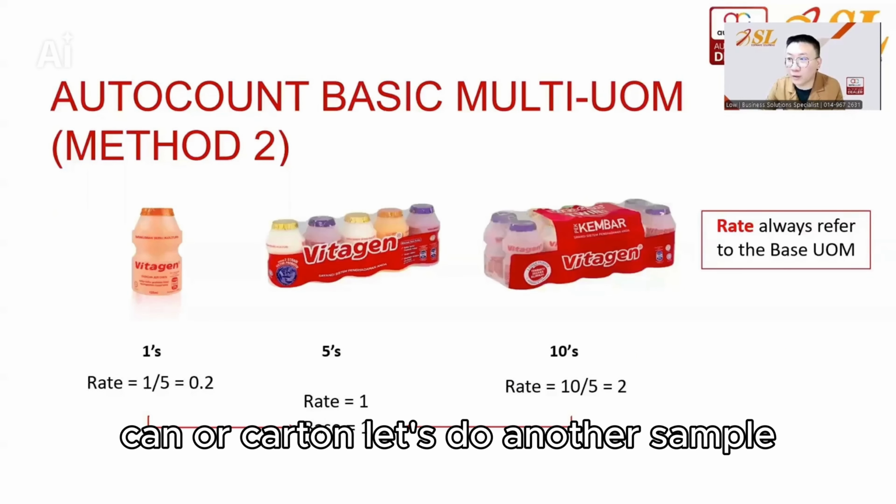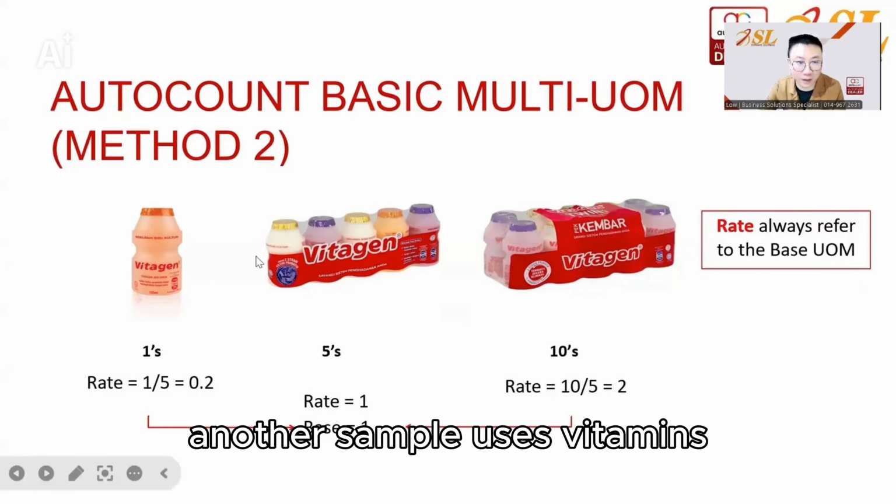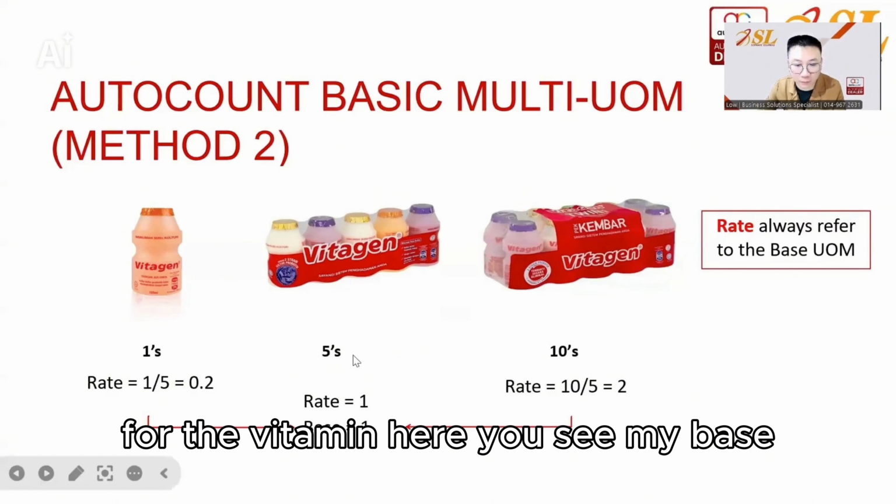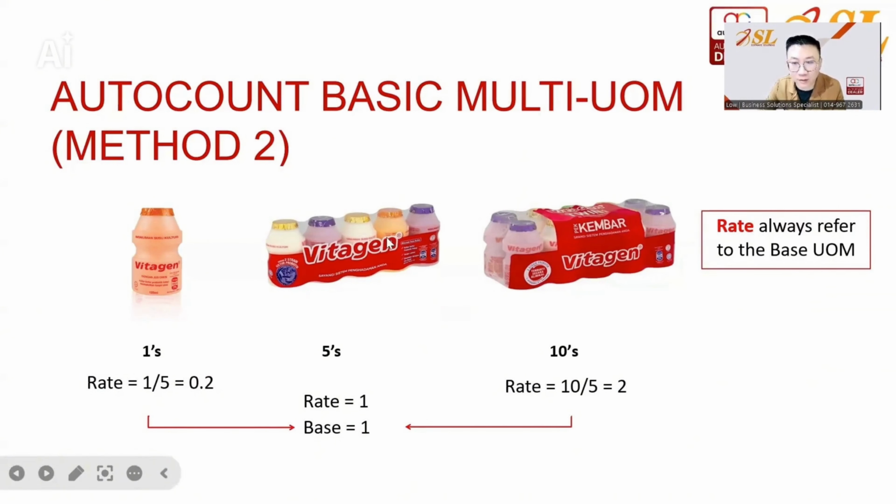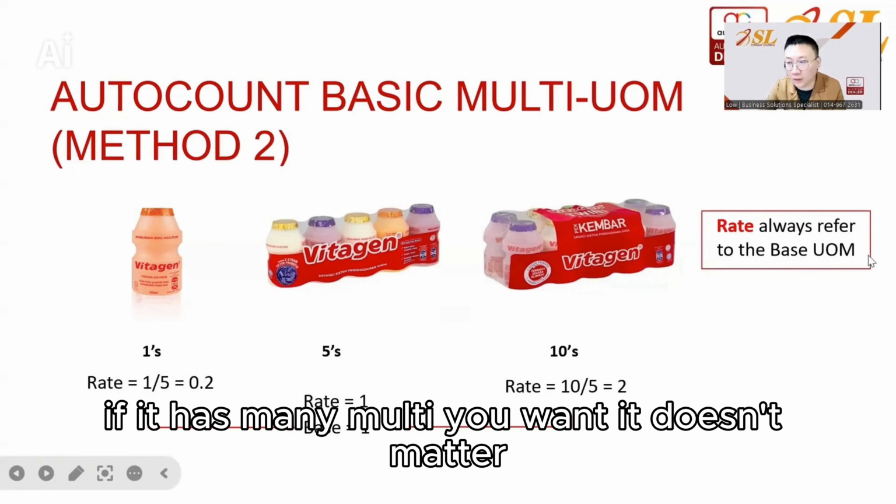Let's do another sample. Another sample uses vitamins. For the vitamin here, you see my base, I set 5 cans as one base. If it has many multi-UOM, it doesn't matter.